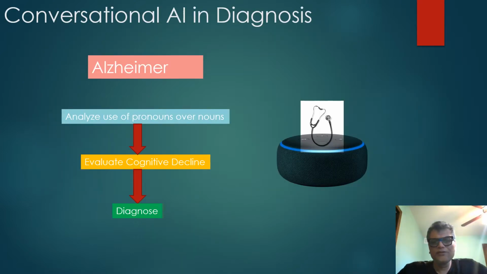This is another interesting use case wherein conversational AI was used to determine whether a person had Alzheimer's by analyzing the speech of an individual, looking for use of pronouns over nouns, and then evaluating whether there is a cognitive decline and diagnosing Alzheimer's. This, of course, uses a different type of algorithm and not a CNN.